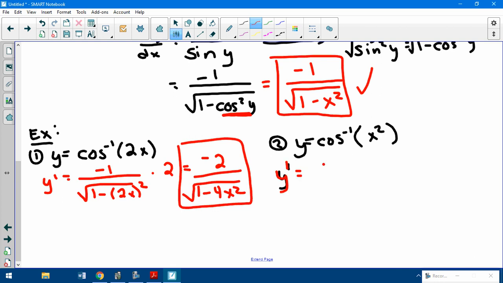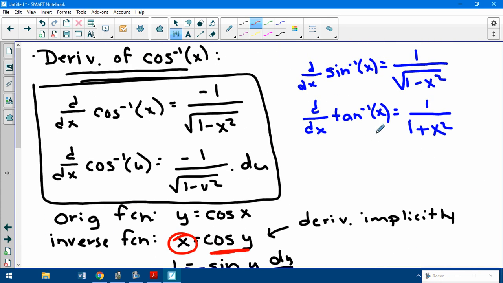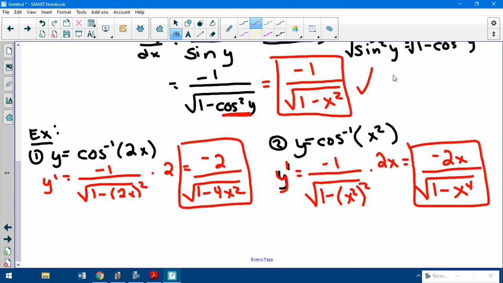We'd have to start with negative 1 over the square root of 1 minus the stuff, x squared, squared, times the derivative of that stuff again, which is 2x. That just gives you negative 2x over radical 1 minus x to the 4th. Okay, so definitely, if you're going to see this show up on the AP, it's probably going to be sine inverse or tan inverse. So focus on those. Don't worry too much about cosine, but I just wanted to talk about it because it'd be weird not to.